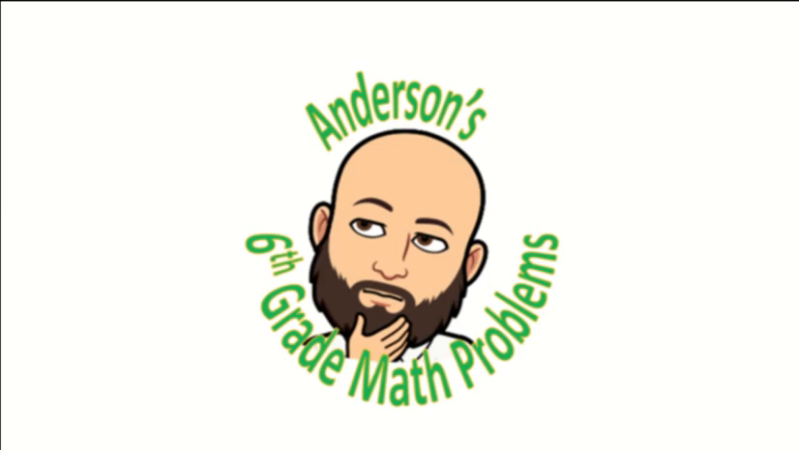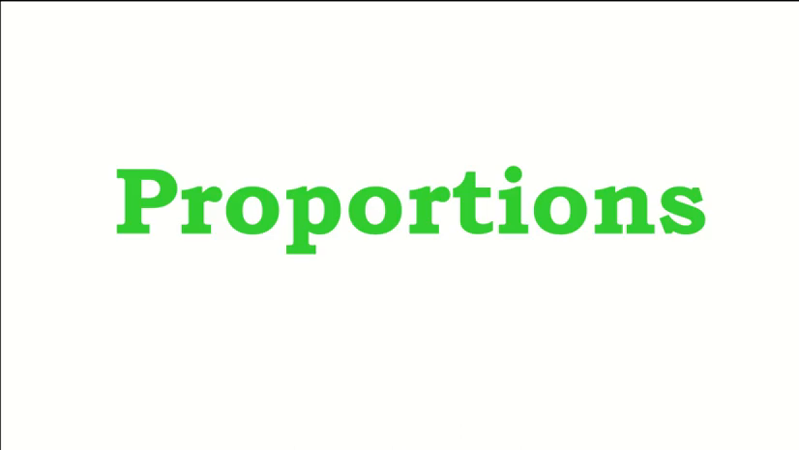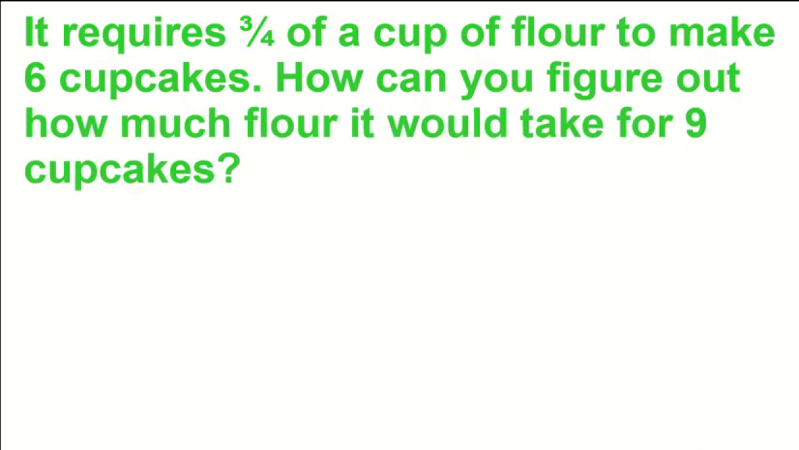Today we're getting a little more practice with proportions. Proportions are used for problems like this, where it says it requires 3/4 a cup of flour to make 6 cupcakes, and we need to figure out how much flour it would take for 9 cupcakes. One way you can tell to possibly be using a proportion is if you see 3 numbers, there's a good chance that could be a proportion problem.